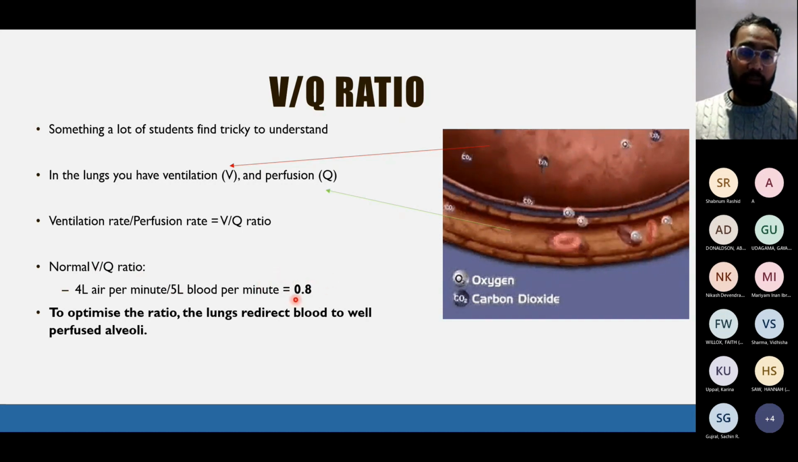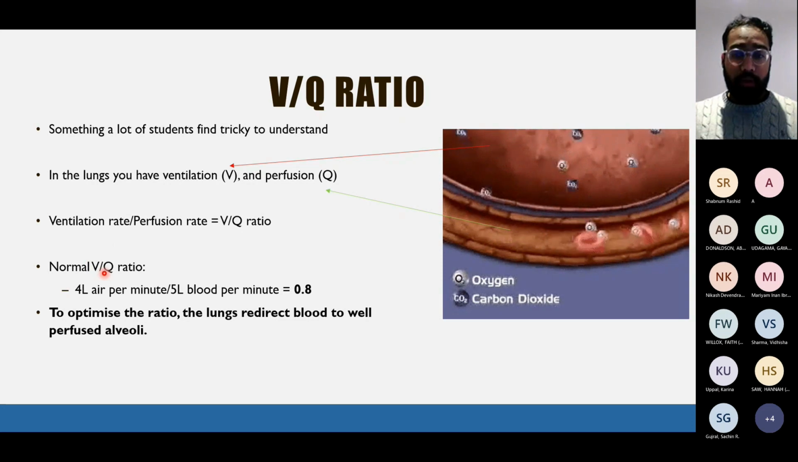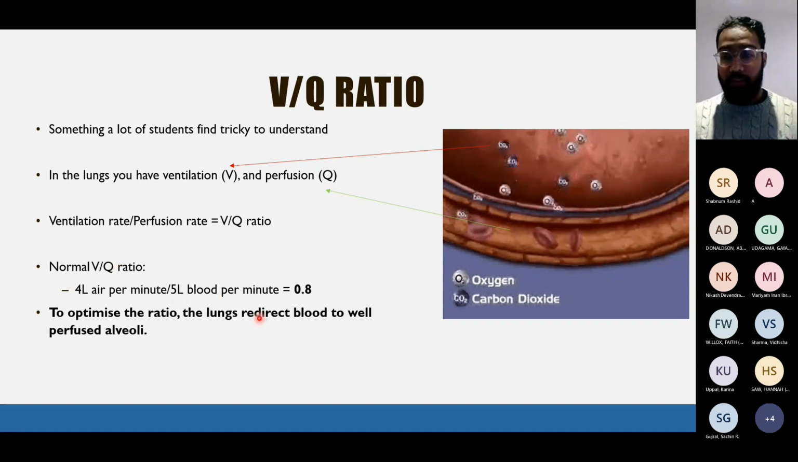So if someone has a much lower VQ ratio than normal, we know that it's a ventilation problem because this top number is lower. If we go the other way around, let's say someone has perfect ventilation, but they've had a problem with their perfusion, which is a very important medical condition we're going to talk about in a bit. So let's say the blood flow has been severely impaired. You've now got 4 divided by a much smaller number than 5. So your VQ ratio is going to be much higher than 1, and that's pathological. So we know there's a problem with the perfusion.